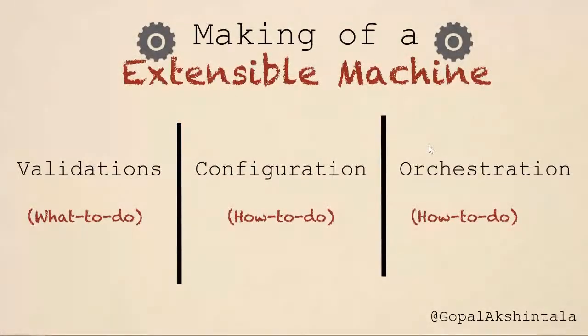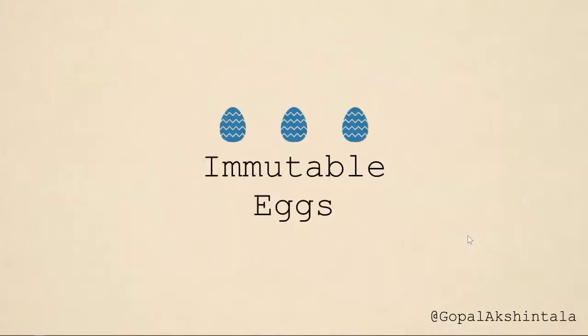So this is what we're going to build now. We'll have validations, which are our what-to-dos. The functions I've just shown you are all what-to-dos. And we have two how-to-dos, which are configuration and orchestration. Configuration is, as I've mentioned, which comes first and which comes next. And orchestration is how they should be run, for example, fail fast or accumulation. So these are three different parts. The moment we divide them, the problem turns really simple and extendable.